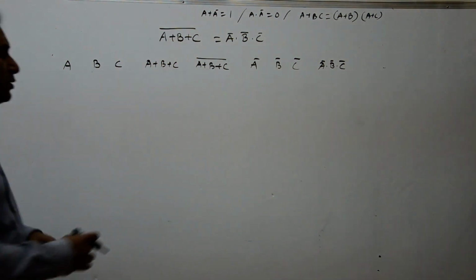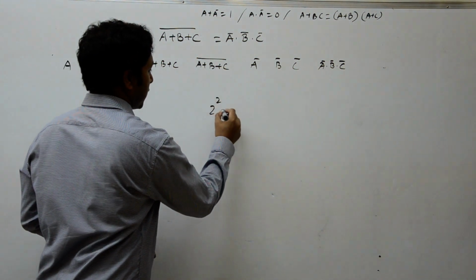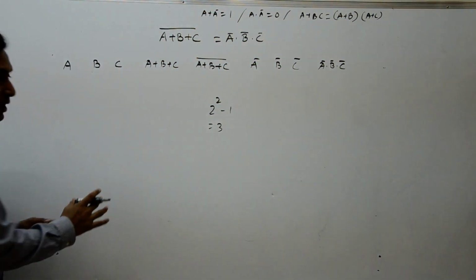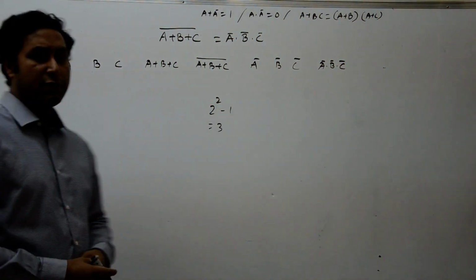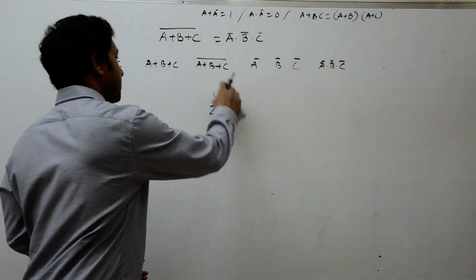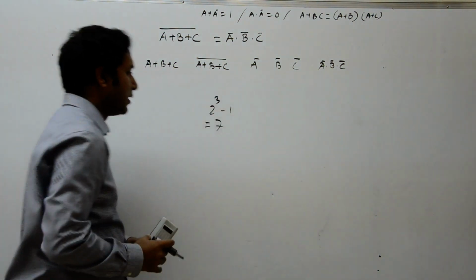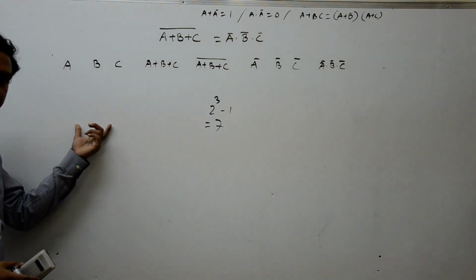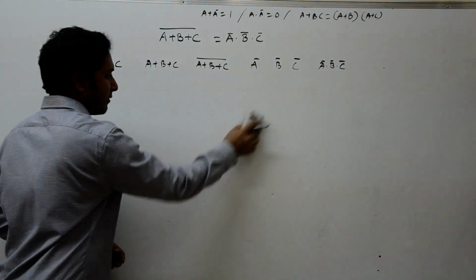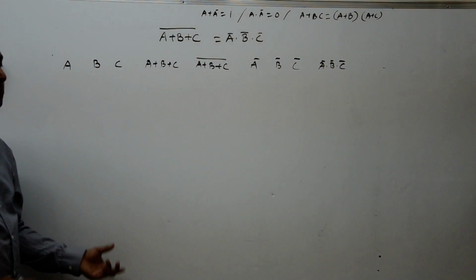In my last video, when it was with two variables, you have seen there was a formula, 2 to the power 2 minus 1 is equal to 3. So the values come up to 3 in case of two variables. If it is three variables, the power comes here, 2 to the power 3 minus 1 is equal to 7. So the values will start from 0 and go up to 7. Correct. So how can we start with 0 and go up to 7?